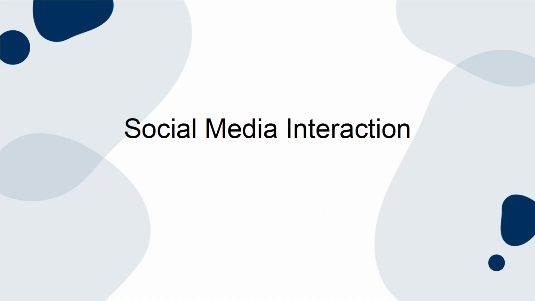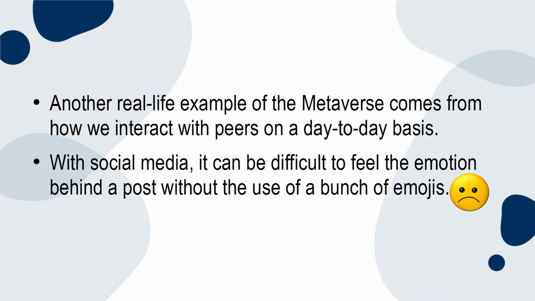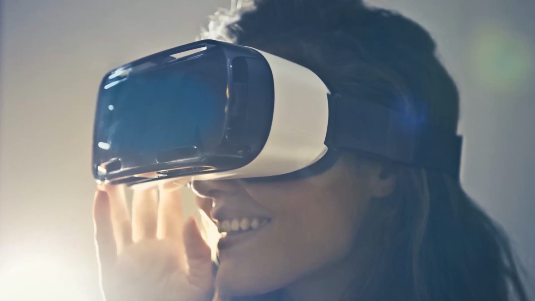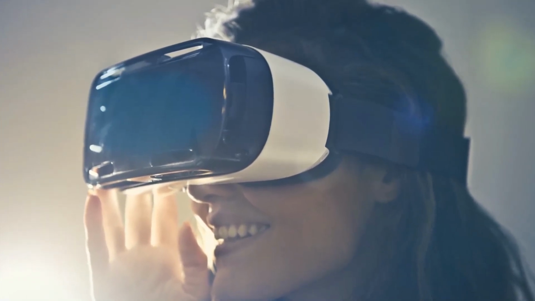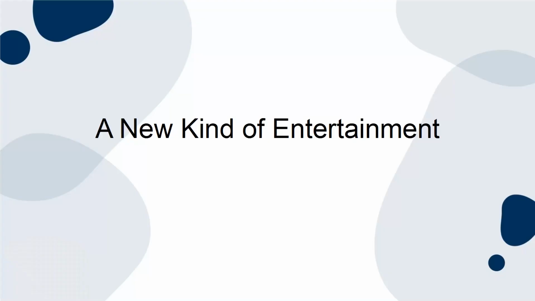Social media interaction. Another real-life example of the metaverse comes from how we interact with peers on a day-to-day basis. With social media, it can be difficult to feel the emotion behind a post without the use of a bunch of emojis. However, the metaverse offers a new way to communicate with friends and family when they can't be there in person.